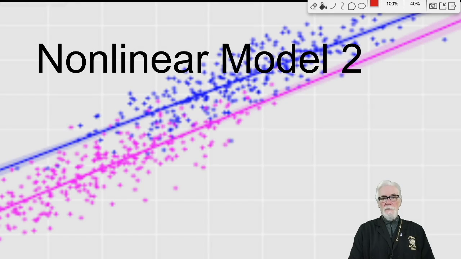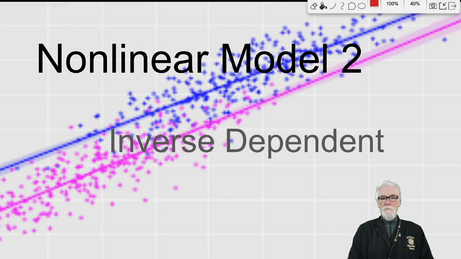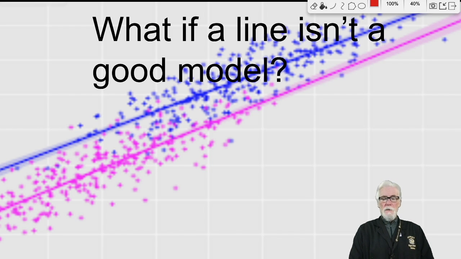Today we're going to look at another nonlinear model that often pops out from experimental data. This model we're going to look at today is called an inverse dependent model. And hopefully as we get through this presentation, you'll figure out why it's called inverse dependent.